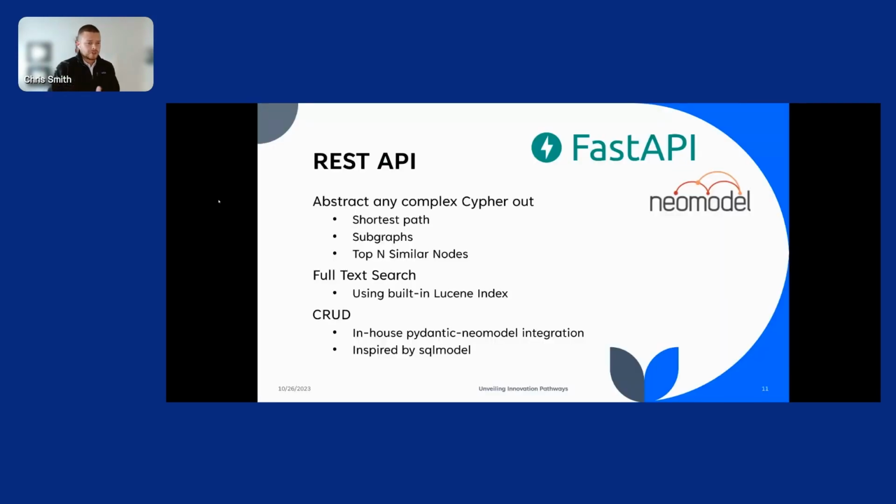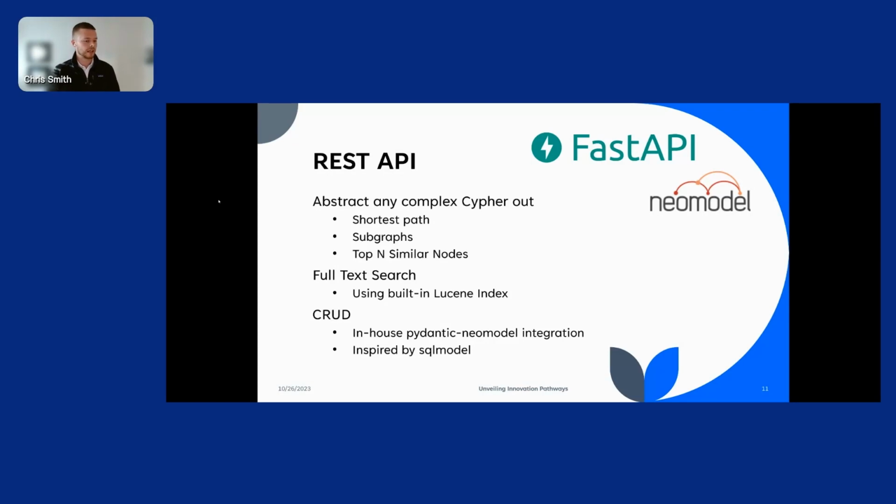Last piece of infrastructure we'll talk about is this REST API. And again, we're using FastAPI and Neo model to get the job done here. And the core concept of this is we want to abstract any complex Cypher queries out for developers so they can just hit these endpoints and get the data that they need. So some of the functionality we've implemented is shortest path, creating subgraphs, and searching for top-n similar nodes.